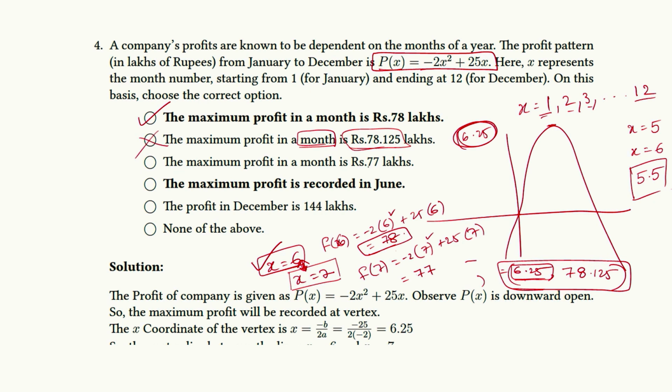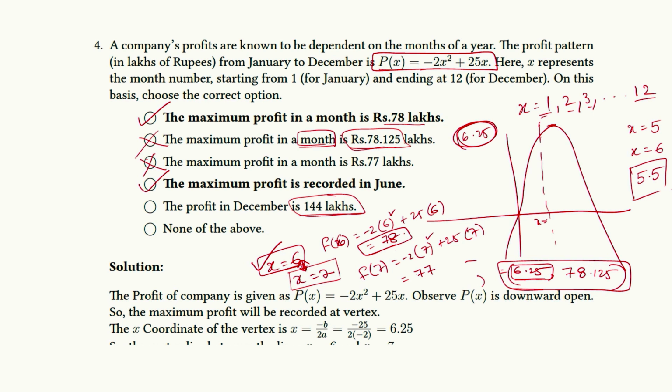And the maximum profit in a month is 77 lakhs. This is also false. The maximum profit is recorded in June. Yes, it is true because at x is equal to 6, it corresponds to June. The profit in December is 144 lakhs. This is false because the maximum profit recorded in June is 78 lakhs and it will be here somewhere.